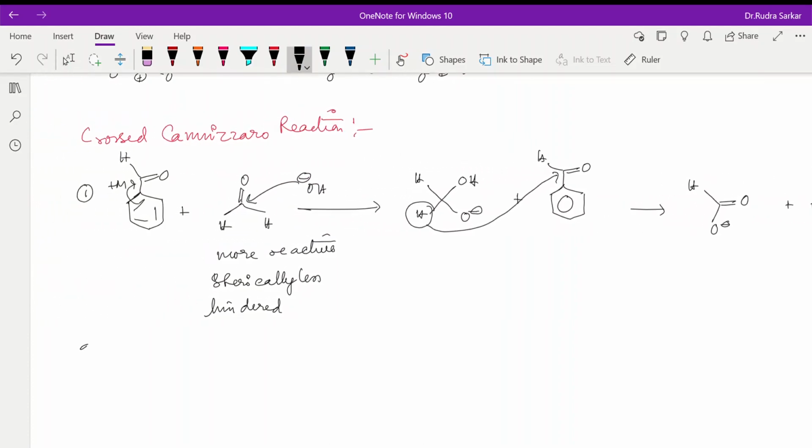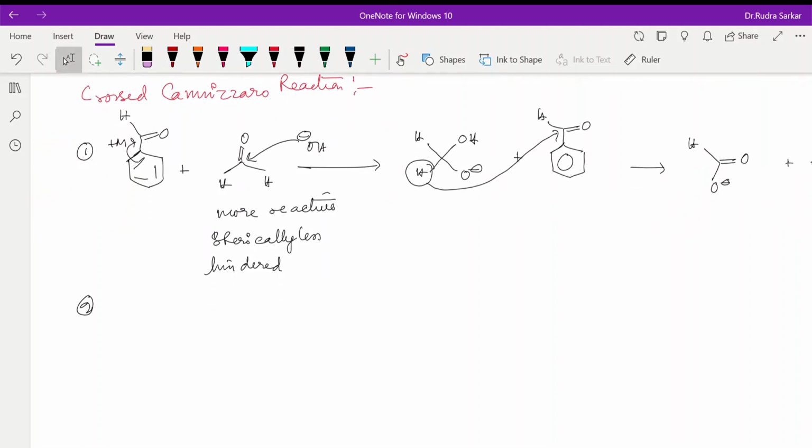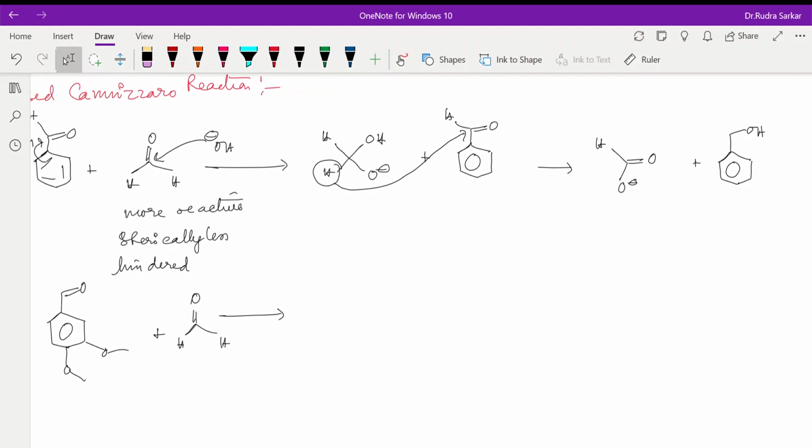So similarly, you try this question. Again, along this I have given you formaldehyde. So using the similar logic as we have done above, obviously your product will be alcohol, and that will be giving you formate ion.